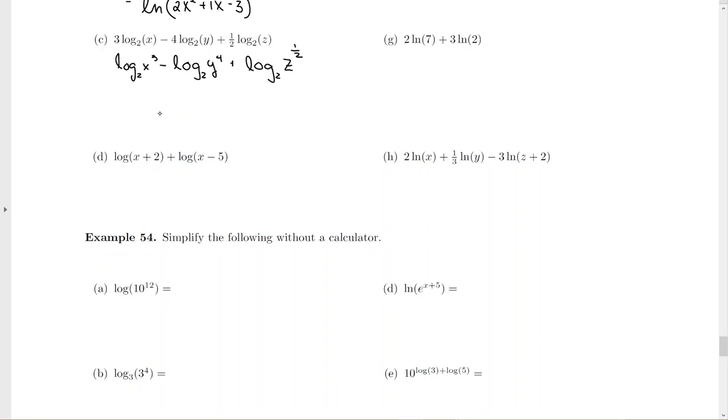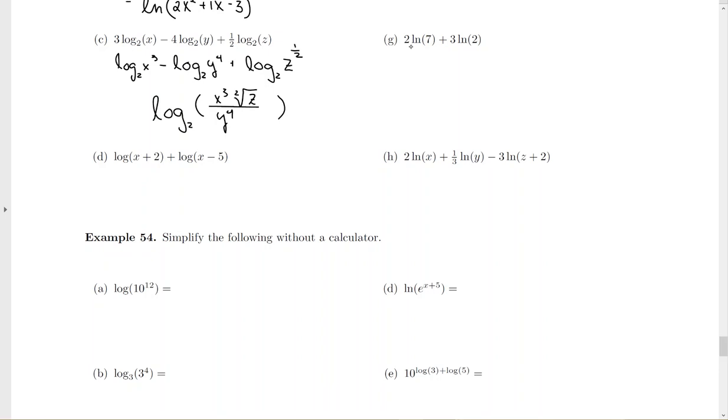Now that they're all log base 2's, write down one big log base 2, parenthesis, and then put your argument in. If there's a minus sign, we're going to have a division bar. And then just place them. X cubed, top side. Y to the 4th, down below. Z to the 1/2, top side. But I'm not going to write it as z to the 1/2. I'm going to finish it off by calling it the square root of z. All fractional exponents, remember, can be written as radicals.